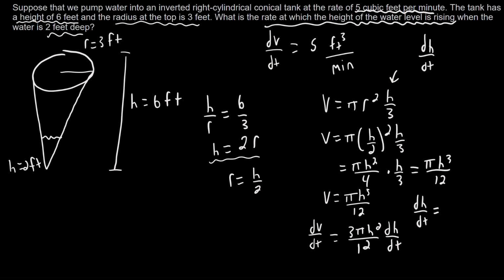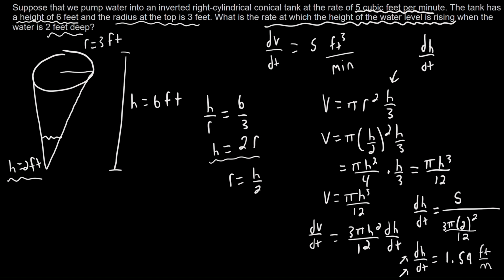And we'll get dV over dt, which the question gave us was 5, over 3 pi, the h is when it's 2 feet, squared over 12. So plugging that all in, we're left with 1.59. And the units in this case are feet per minute. And that's your final answer.